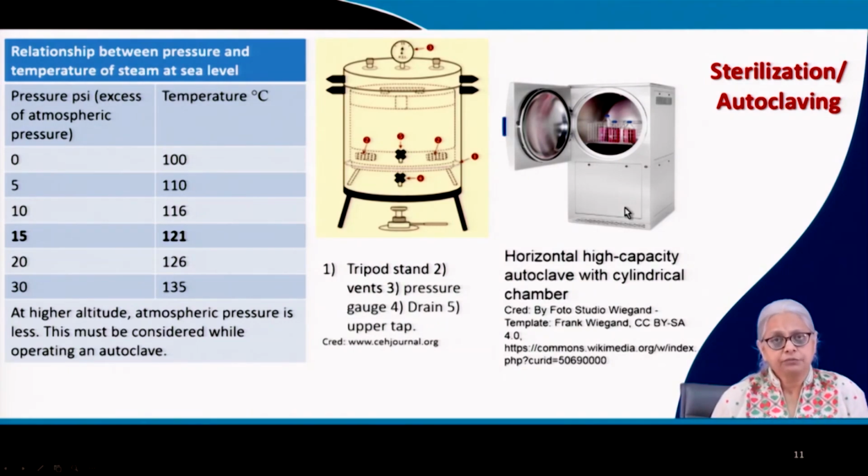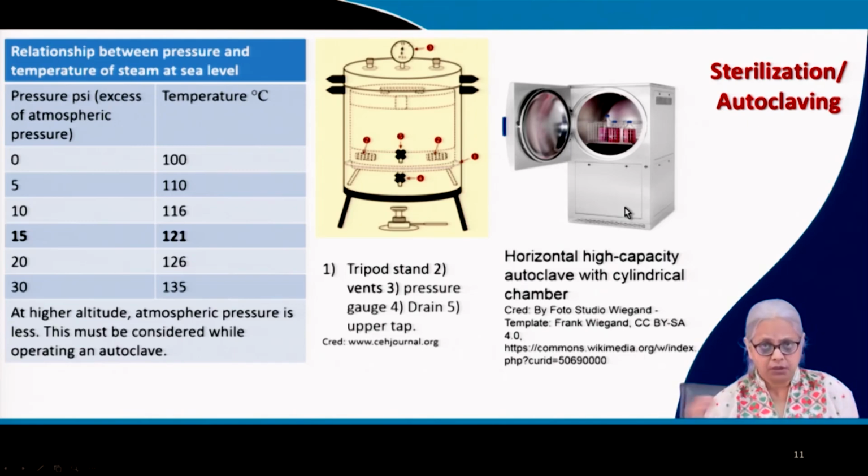What is the autoclave principle? So here is the lock. This is a horizontal autoclave. This is a horizontal loading autoclave. So you have the airlock.